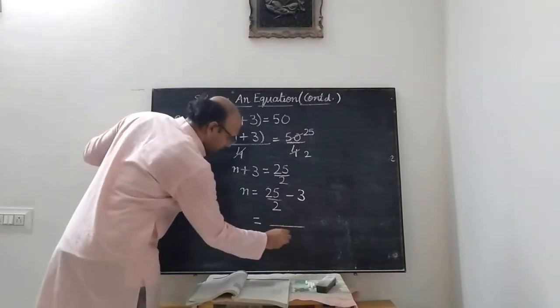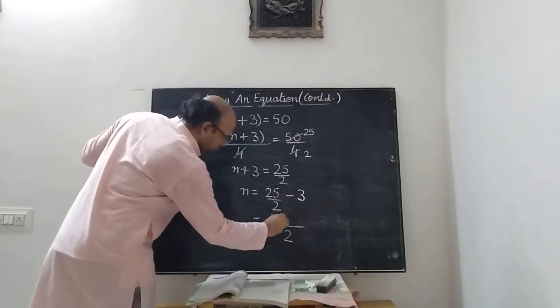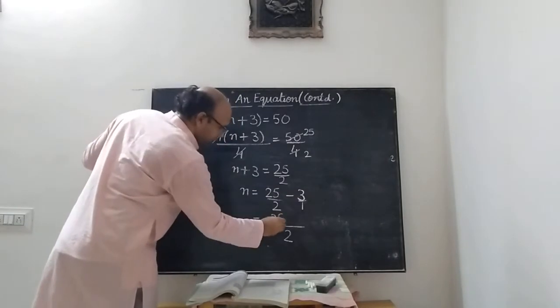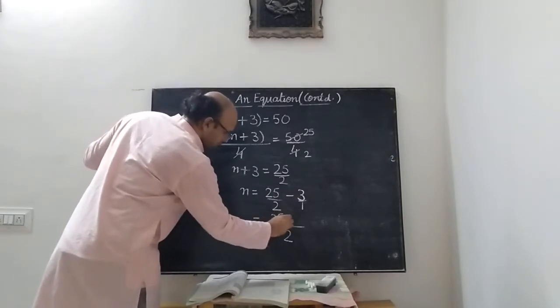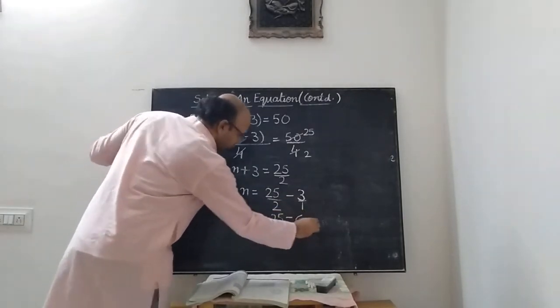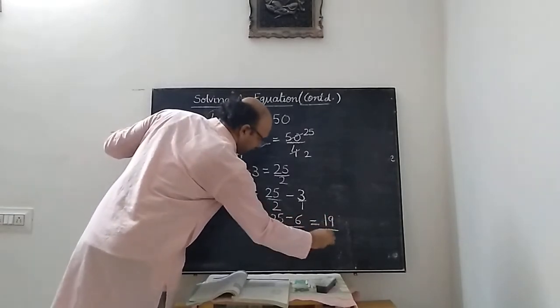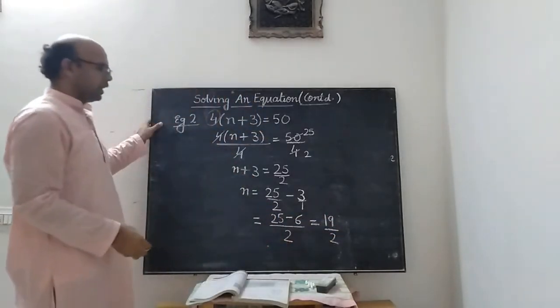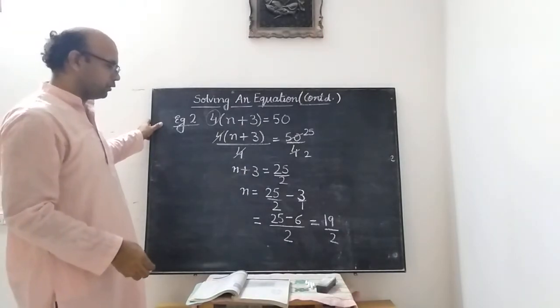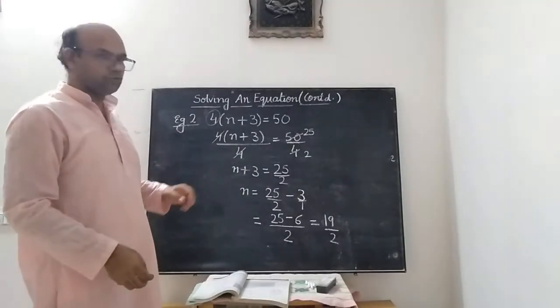We take the LCM, 2, because this is 1 over here. 25 minus 6. What we get is 19 by 2. So the answer comes out to be n is equal to 19 by 2.